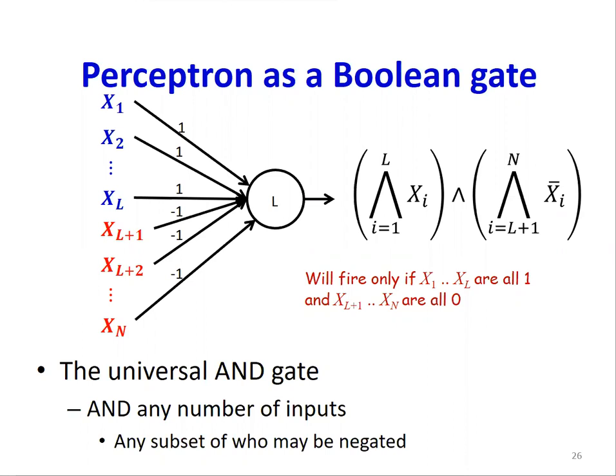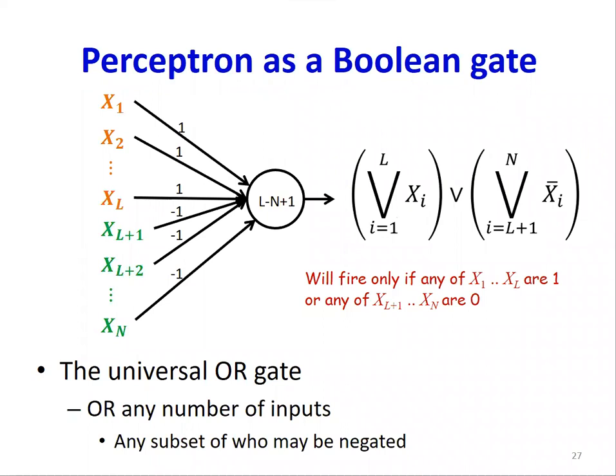So if I use a threshold of L, this one is going to produce an output of 1 only when the first L inputs are 1 and the remaining inputs are 0. If any of these bits are flipped, then this is not going to output a 1. So this is what is called a universal AND gate. You can have a very specific combination of inputs that the network will fire in response to. And in response to any other combination of inputs, it will not fire. Now, here is another one.